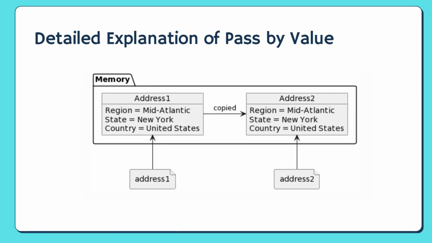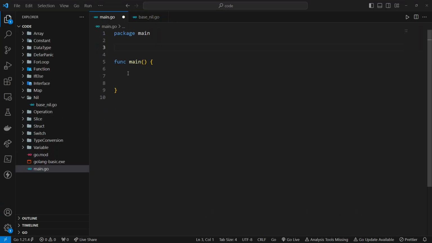Detailed explanation of pass by value. Upon examining the scenario illustrated in the given context, we observe the presence of two distinct objects, address1 and address2. The process involves duplicating the object address1 to create a separate instance, address2. This implies that address2 is an independent copy of address1 with its own set of attributes. In this scenario, we are working with a type Employee defined as a struct with attributes ID, name, and address, all of which have string data types.